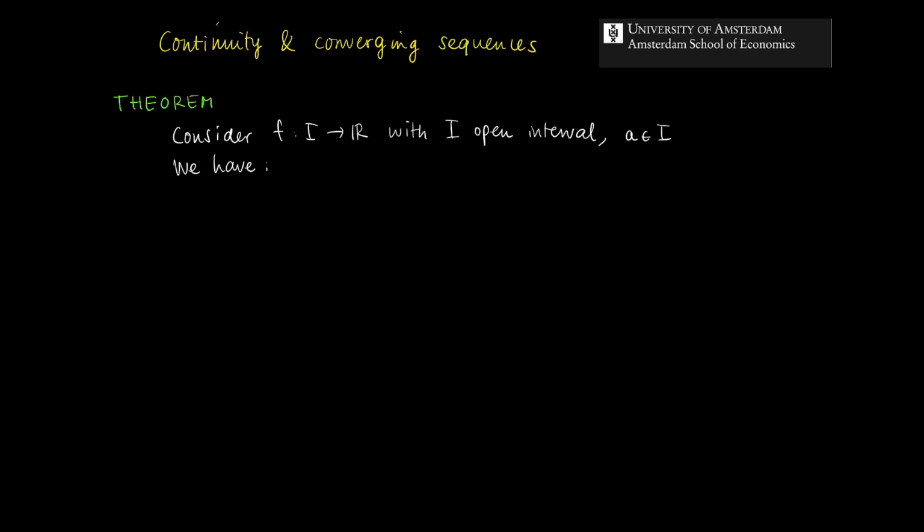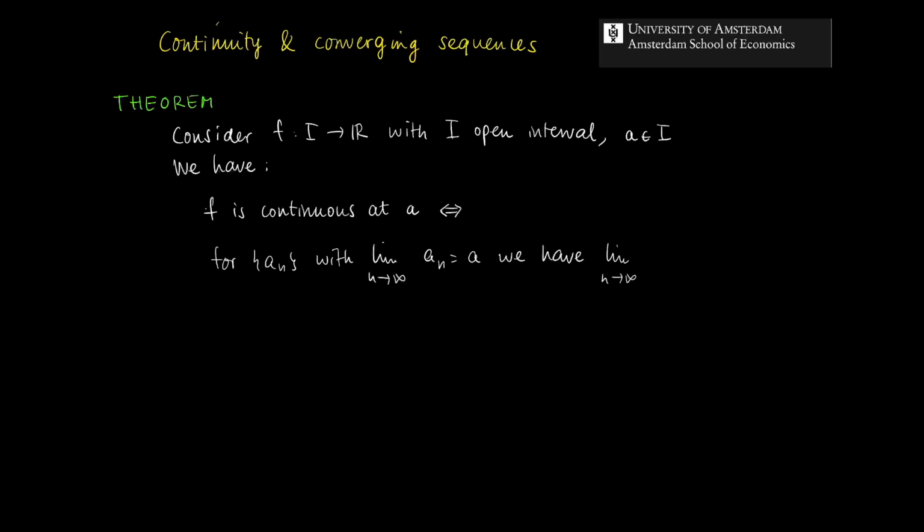So we have the following: f is continuous at a. So this means that if we take x from the domain I not very far from a, then the images don't differ so much. This is equivalent with the following property, that for any sequence in this domain which has as a limit a, so if we take a sequence converging to a, then the images are neatly converging to f(a). And this should hold for any sequence.